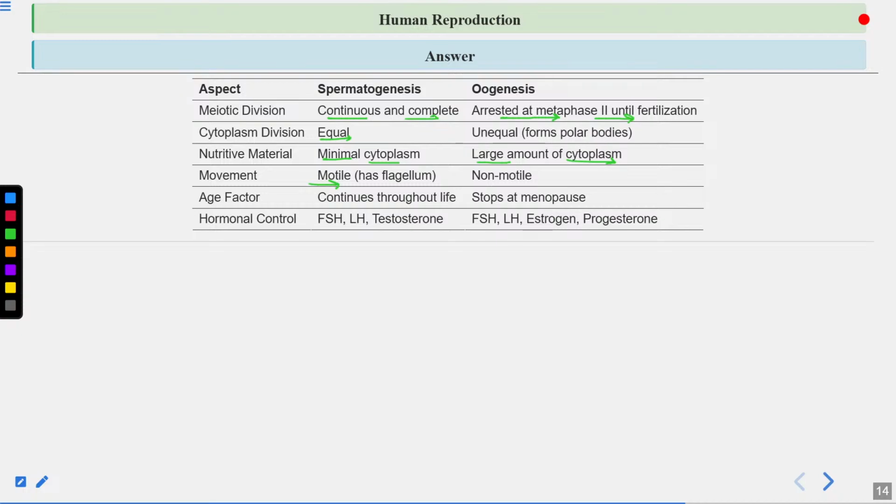Then the egg is non-motile. Then spermatogenesis continues throughout life. Sperm formation occurs throughout life, but the sperms are not that viable. Then oogenesis stops at menopause, which is at around 50 years of age in females.